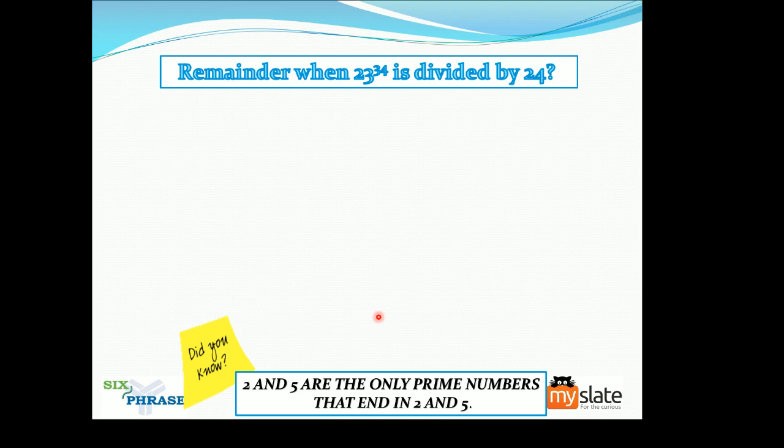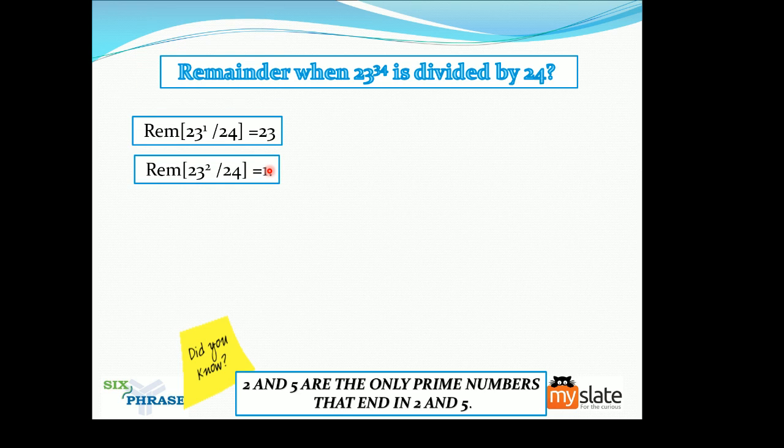You started by finding the remainder of 2 power 1 divided by 5. 7 power 35, how did you do it? You started by finding the remainder of 7 power 1. So here it is 23 power 34. So you start with 23 power 1 divided by 24. The remainder of 23 power 1 divided by 24 is 23. 23 square divided by 24. 23 square, guys, is 529. When you divide that by 24, you will get a remainder of 1. Okay, so now what do you see? Once you get 1, what do you do?